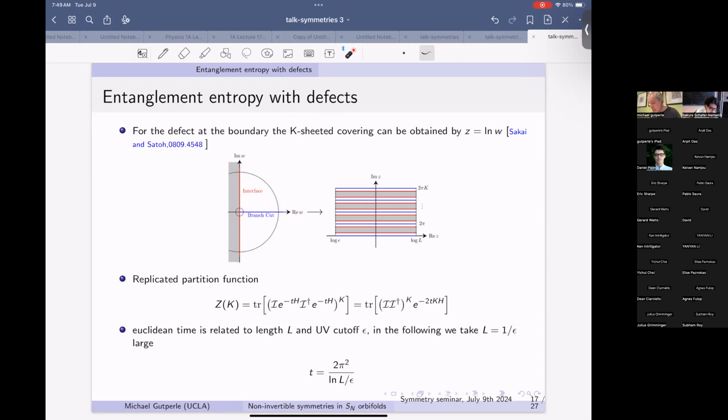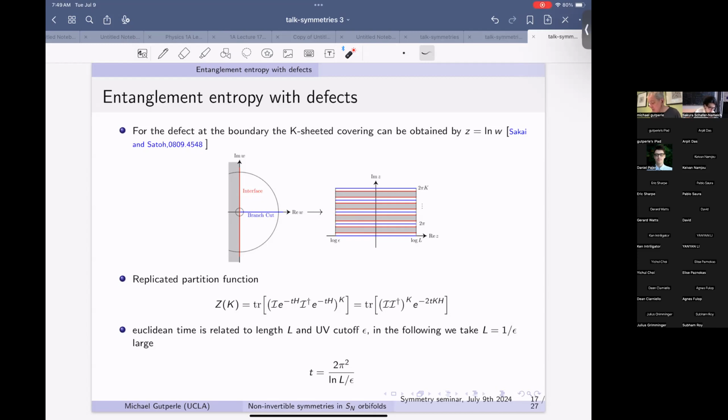One way to calculate this is to use the replica trick, in the sense that we also introduce an IR cutoff at L, and then do a periodic identification here. The replication is then given by using an exponential map and going around k times. When I map this using the logarithm or the exponential map, with this periodic identification, this becomes a torus with the regions A and its complement, and then the insertion of the defects, and this gets replicated k times.